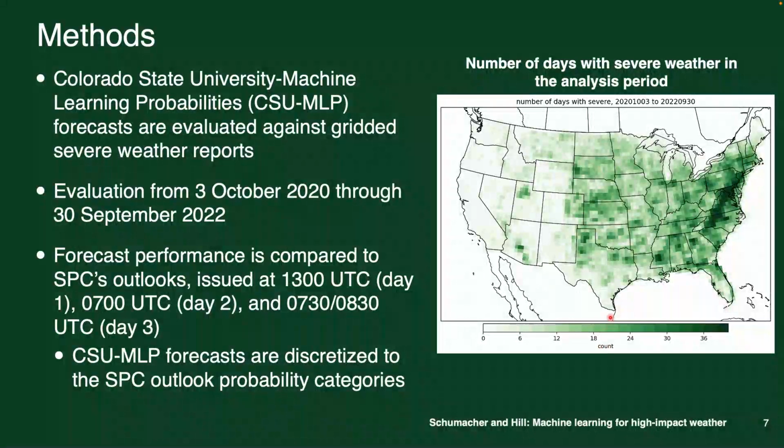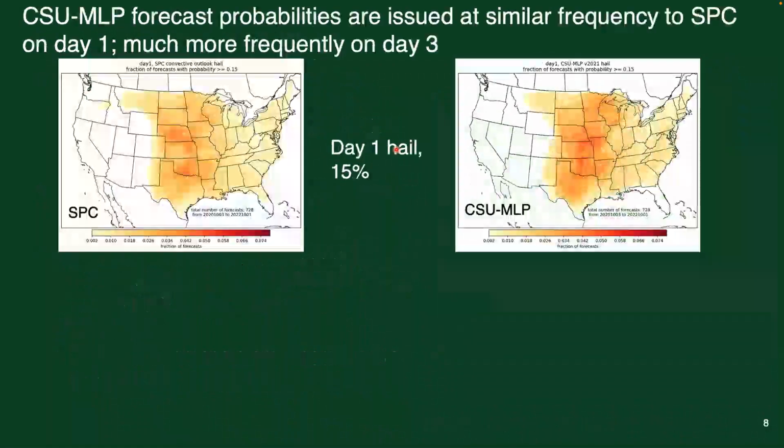Just for reference, the map on the right shows the frequency of severe weather occurring during that 2-year period. So it's quite active in the east and down into the southeast, not so active in the west, and that fits the climatology as well. So that just gives you a little context of where the events were occurring.